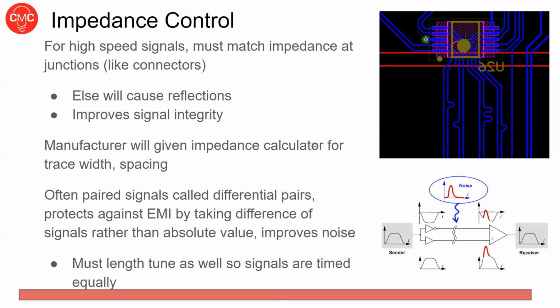If you have really, really long traces, you're adding a lot of resistance and capacitance to that line, so you're adding a lot of impedance. So there are calculators for these kinds of things. If you want to plug them in first, I know Sierra Circuits has a pretty good one.